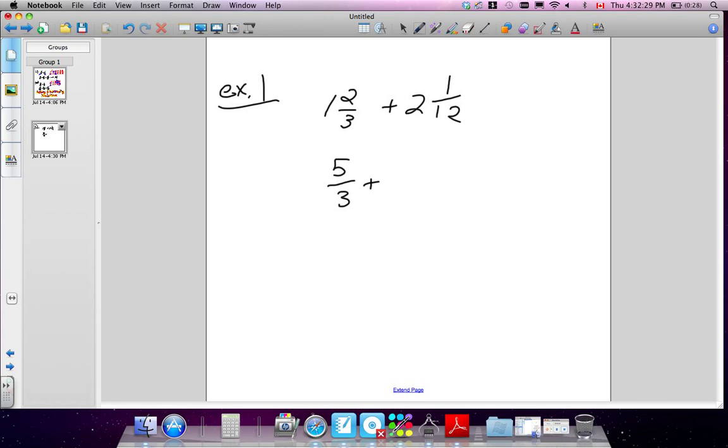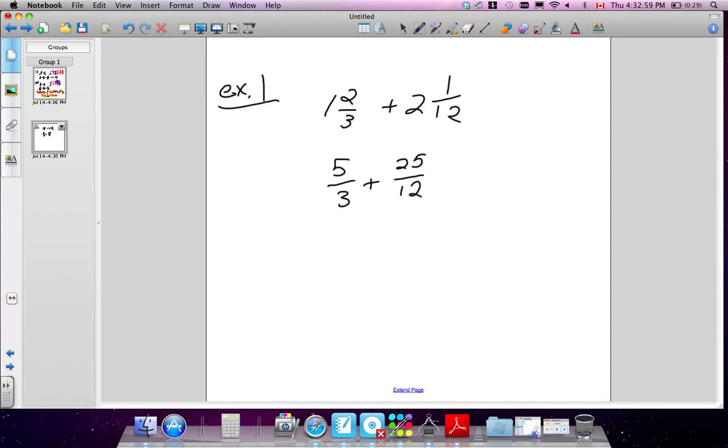Okay? Same idea here. We have 2 and 1 over 12. So I take 2 times 12. What's that going to be? 24. Yeah, and then I add it to the top. 24 plus 1 is 25. Yeah, 25 over... We keep the denominator. 12. Yeah. Always keep the denominator the same.